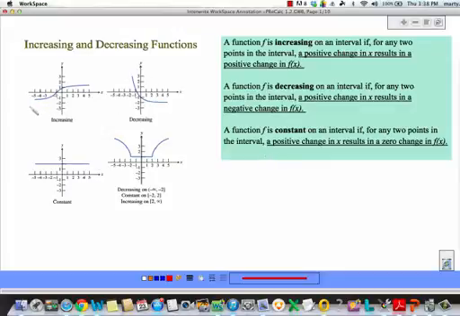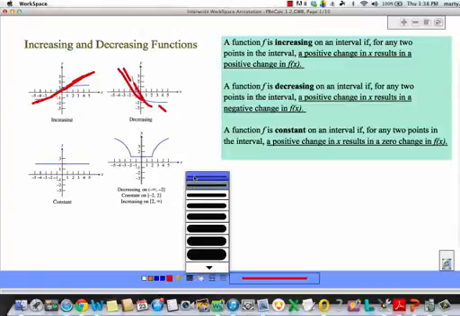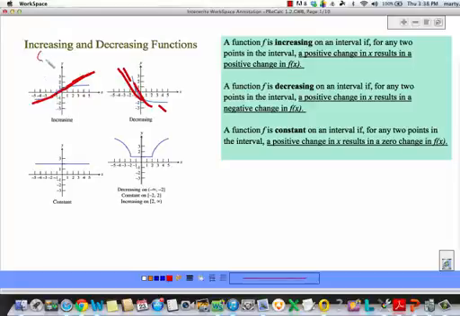So as you can see, we're looking at going up from left to right in general, which we call increasing. Here we're going down in general from left to right. Both of these, which are increasing all the time, we would say is increasing on the interval of negative infinity to infinity, all real numbers. So we would say increasing here from negative infinity all the way to infinity. Same thing with this one. This one would be decreasing from negative infinity to infinity.